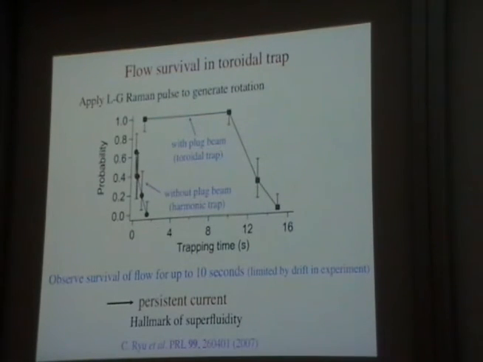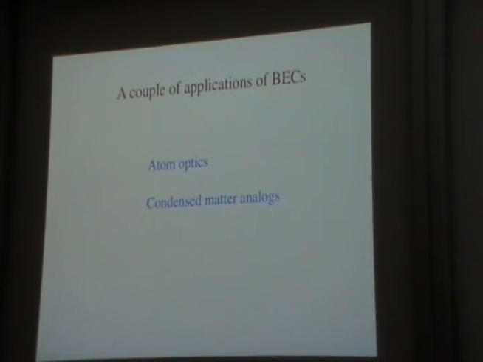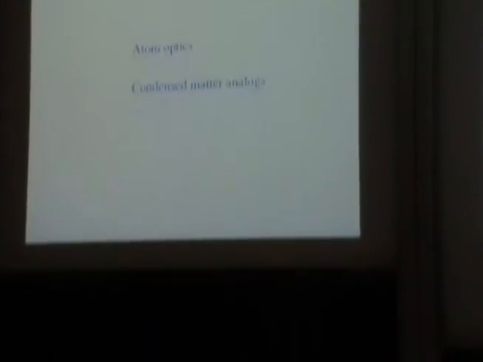But if I have it in this toroidal-shaped, or ring-shaped, trap and I start the atoms flowing around, it survives much longer, in this case out to about 10 seconds. And we've since improved the experiment, and so we now have persistent currents above 40 seconds. So this was one of the first demonstrations of persistent currents in the dilute Bose gas. Actually, this would be a good place to stop, and then I can pick up in my second lecture, where I'll talk about two different applications of Bose-Einstein condensates. Thanks. Thank you, Chris.